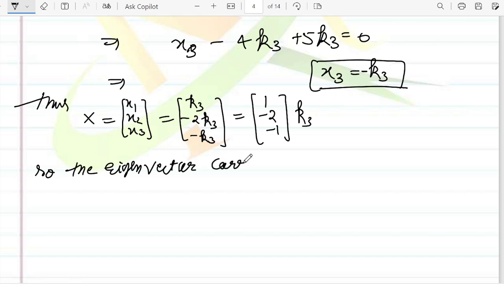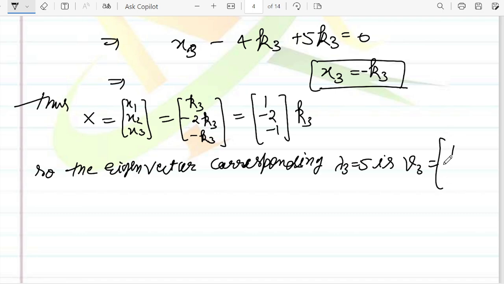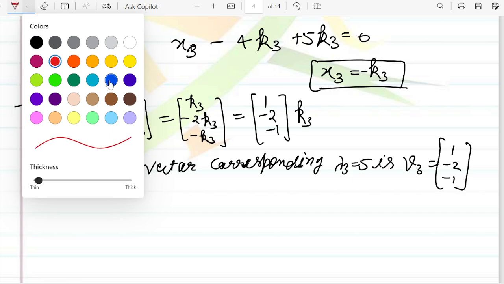corresponding lambda 3 is equal to 5 is v3, that is (1, -2, -1). चलिए फाइनली आप लिख लीजिए.